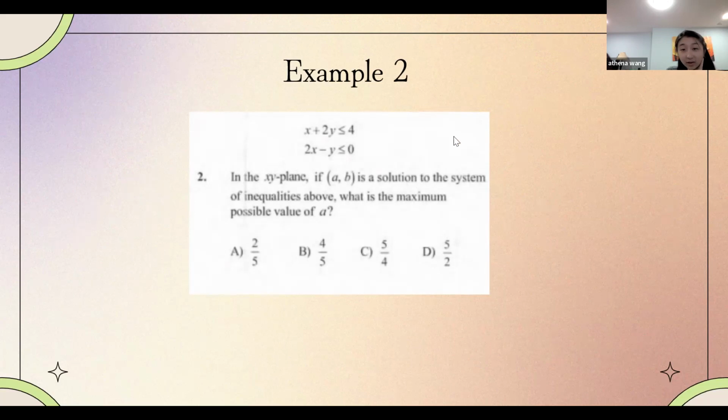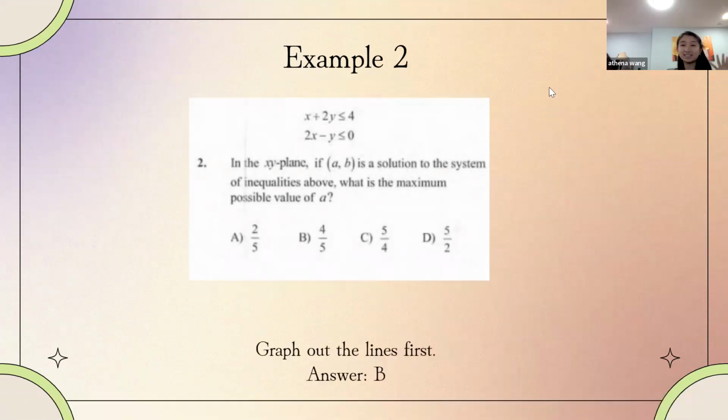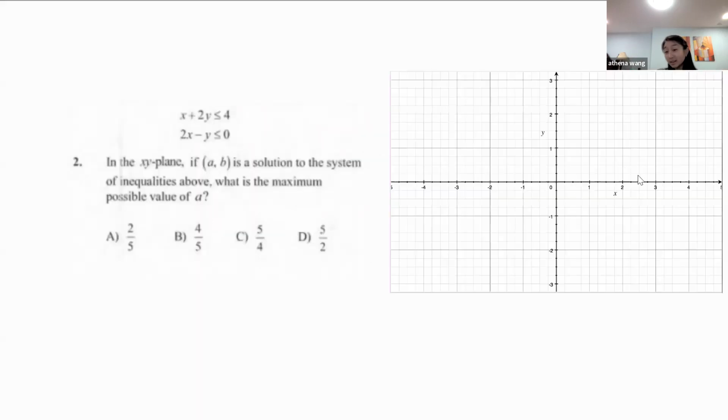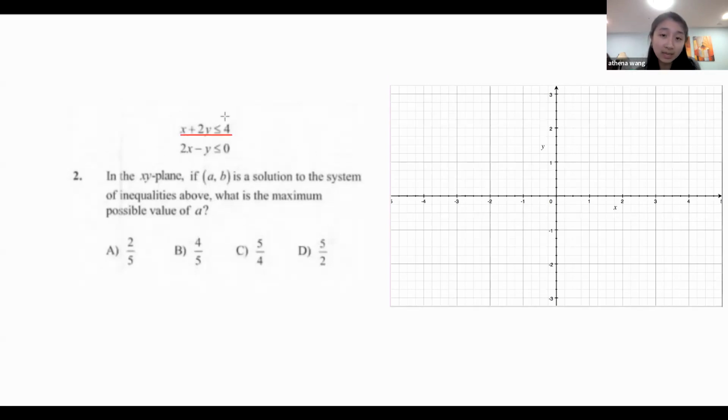Okay, so the 2 minutes are up, and the answer was B. So the trick to this one, again, is just graphing. So let's just graph it out. I have some coordinates. We first have that x plus 2y is less than or equal to 4. So we just need to find some points here, right? Remember to change this to an equal sign first because we have to first graph out the line.